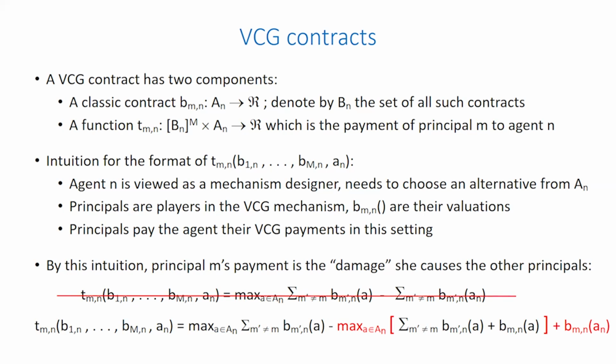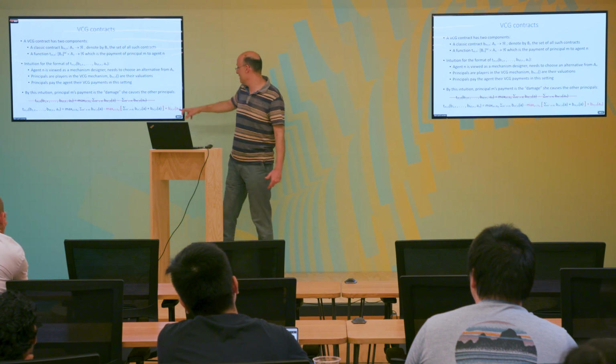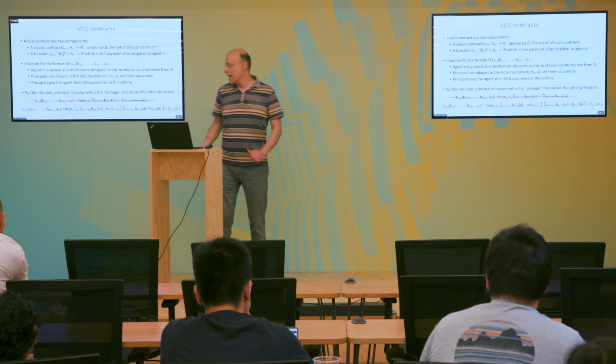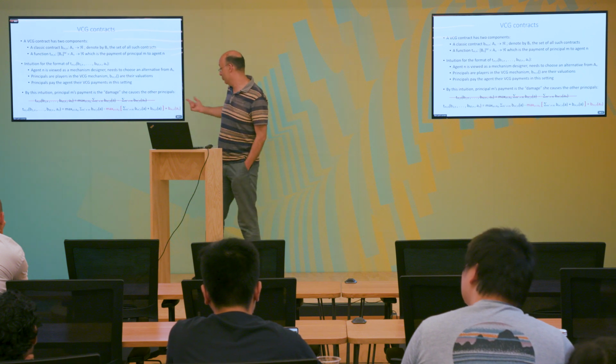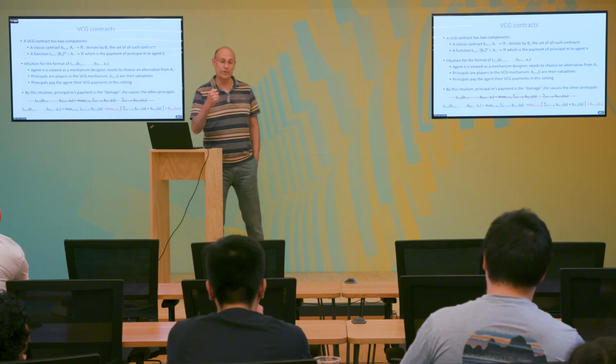So instead of this VCG formula, the thing that did work is a very related formula where the first term remained the same. The second term was amended so that it's no longer only the sum over all the other principals, where we also added the bids of this principal, and we again maximized over all possible actions. And then we added to the payment the bid of that principal to that agent for the chosen action.